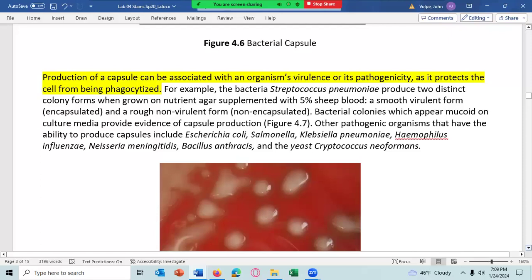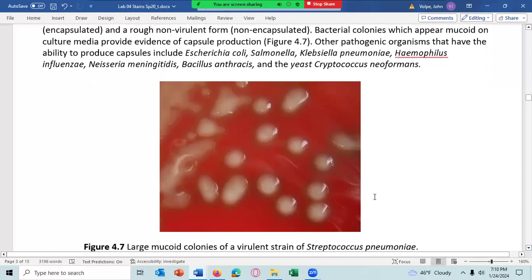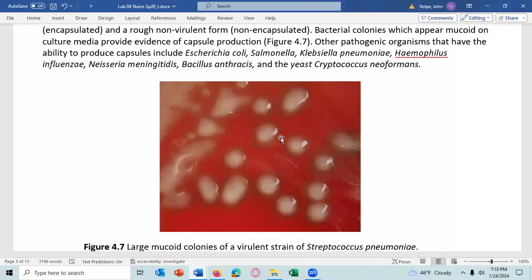When we're looking at colonies of cells, you can see that cells that make a cell capsule tend to have a mucoid or mucus-like colony appearance. And that's because these cells are making mucus, and they have a capsule which gives the cells this mucus-like appearance. Any question about any of that?